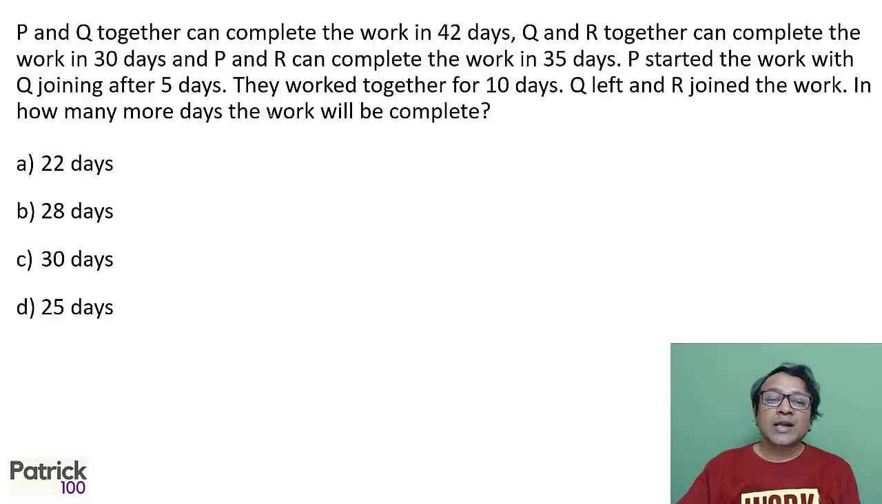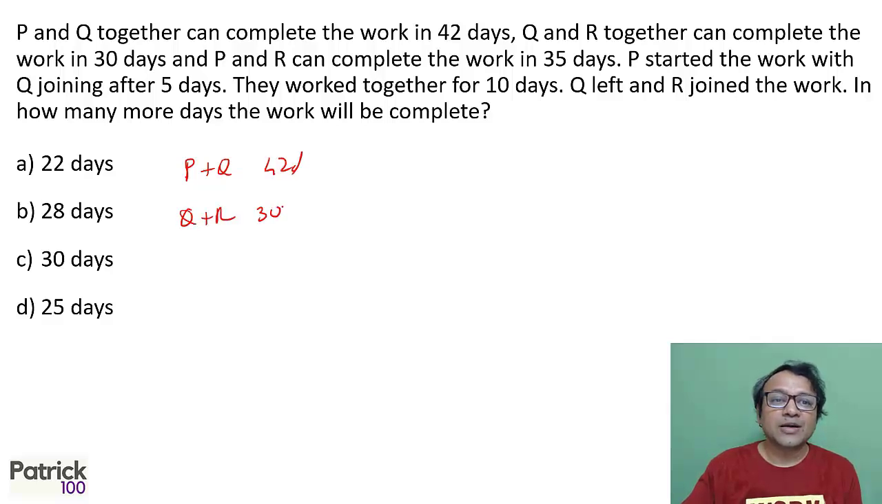P and Q together can complete a piece of work in 42 days. So again we'll do the LCM method. P plus Q is 42 days. Q plus R can complete the work in 30 days. P plus R can complete the work in 35 days. If you take the LCM, it's 210.